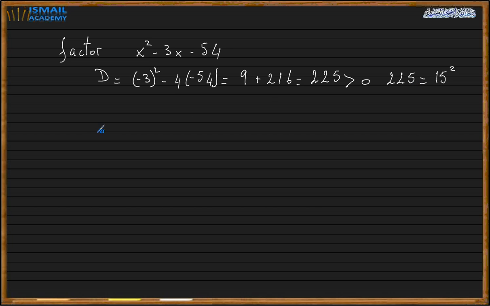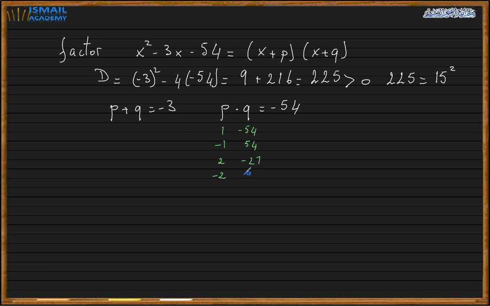So I'm looking for x plus p times x plus q. I know that p plus q is minus 3 and p times q is minus 54. So let me find two numbers that when multiplied together give me minus 54. We have 1 and minus 54, minus 1 and 54. We have 2 and minus 27, minus 2 and 27. We have 3 and minus 18, minus 3 and 18.